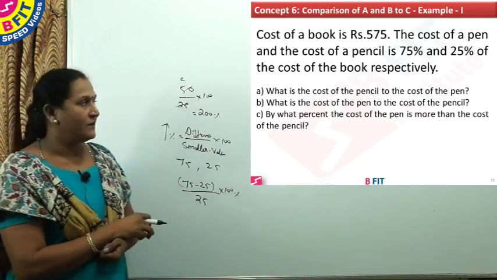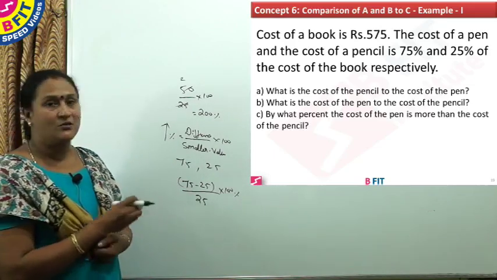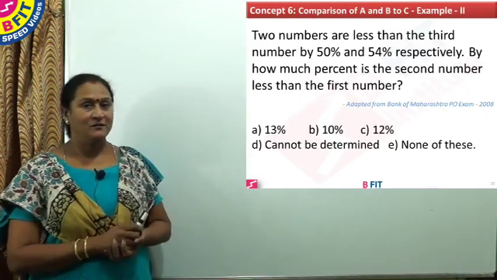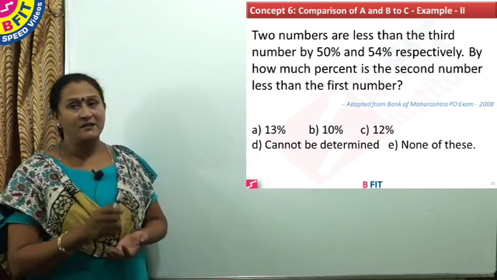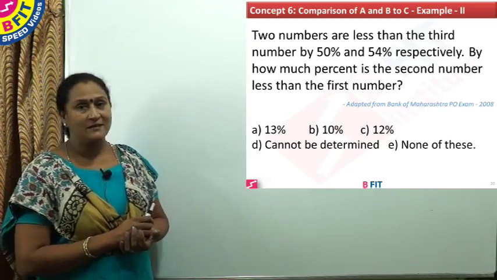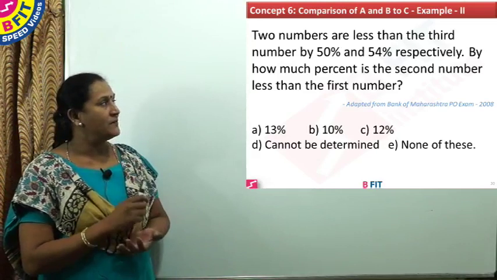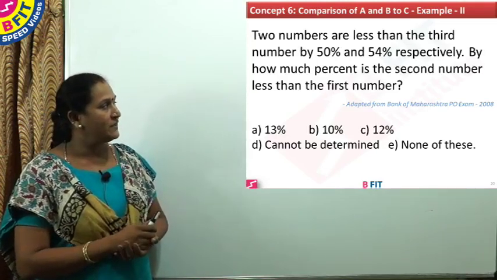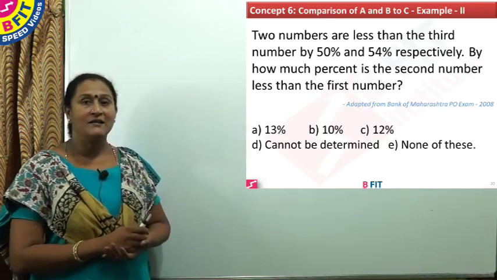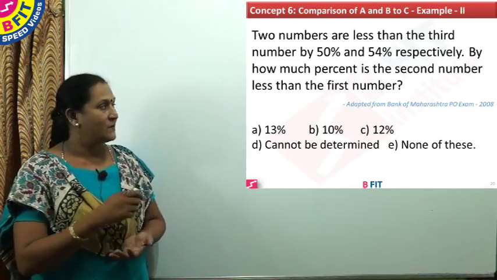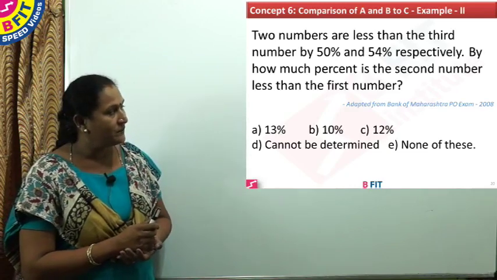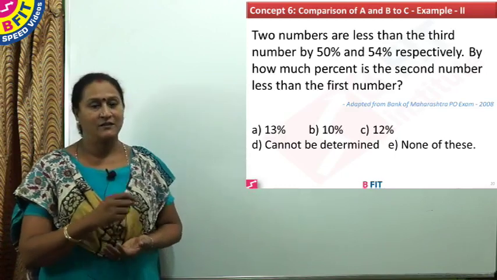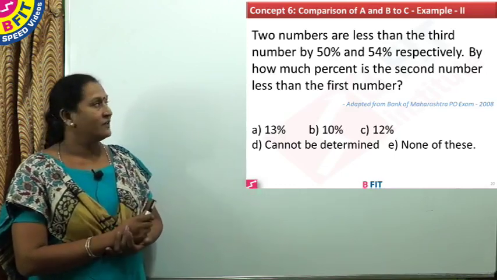So using this concept, we'll see a live example which was asked in a previous exam. Based on this concept, the question is: two numbers are less than the third number by 50% and 54% respectively. By how much percent is the second number less than the first number? This question was asked in the Bank of Maharashtra PO exam 2008. We'll see the working here.